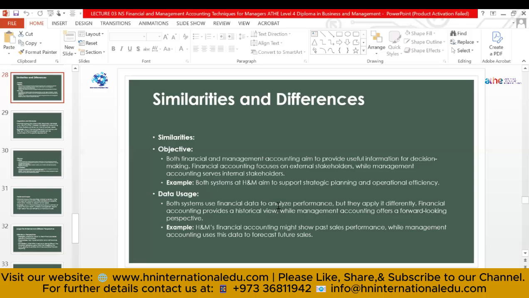Data usage. Both systems use financial data to analyze performance, but they apply it differently according to their timings, their decision-making powers, and everything. Financial accounting provides a historical view, that is, you have to add the past data into it, while management accounting offers a forward-looking perspective, that is, you take recommended steps as a suggested way forward. This is how you do the similarities for any command verb, evaluate. For example, H&M's financial accounting might show past sales performance while management accounting uses this data to forecast future sales.